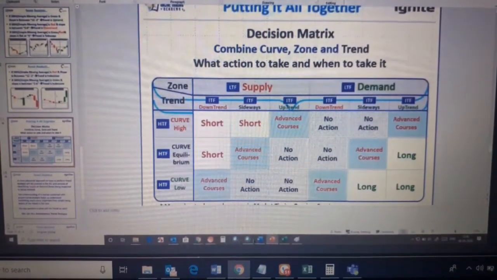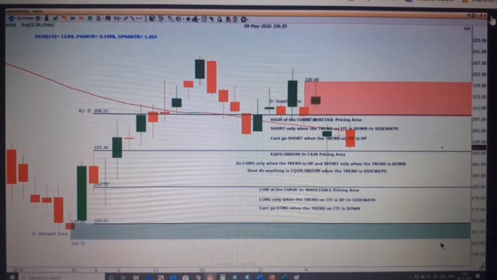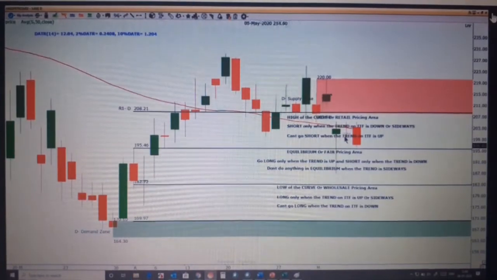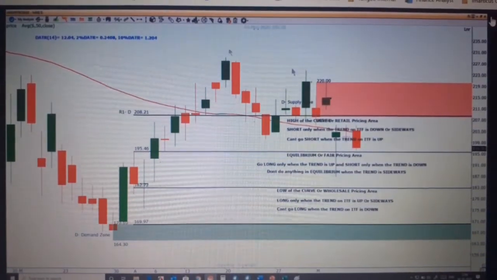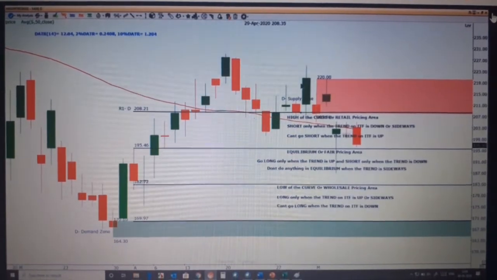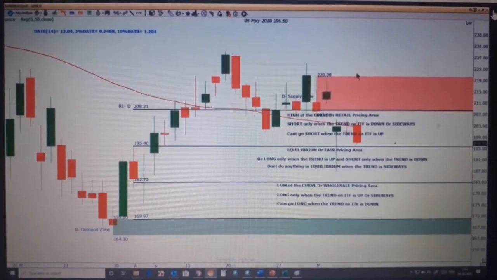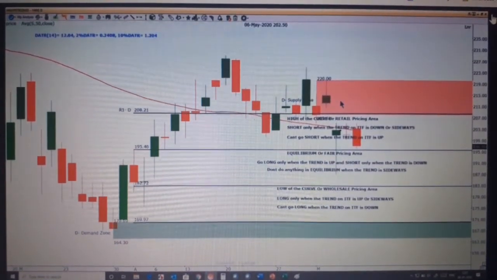Okay, so let's go here and now let's have a look at the trend. So once I mark my curve, the second step is going and looking at the trend. So now I'm going for a daily income trade, right? Now I'm going for a daily income trade. So on what time frame will I look for my trend?